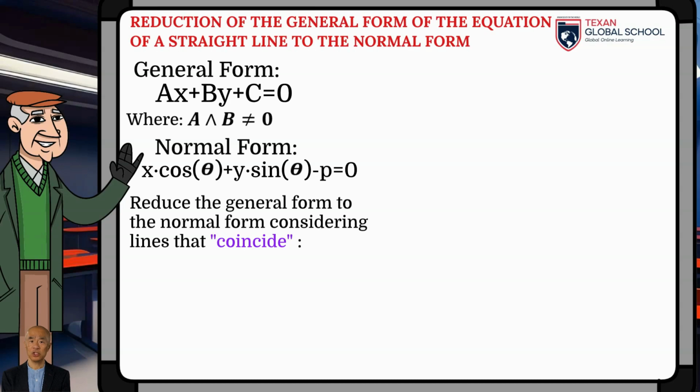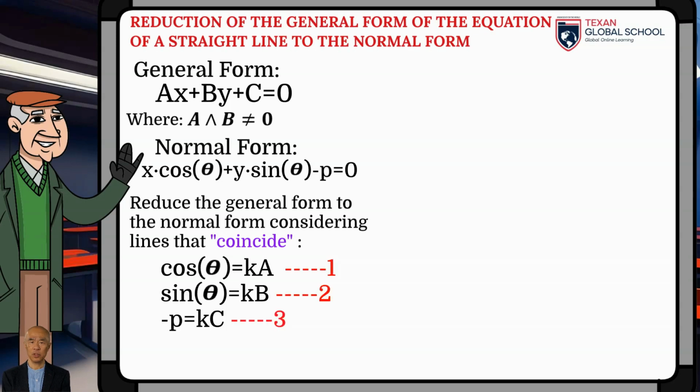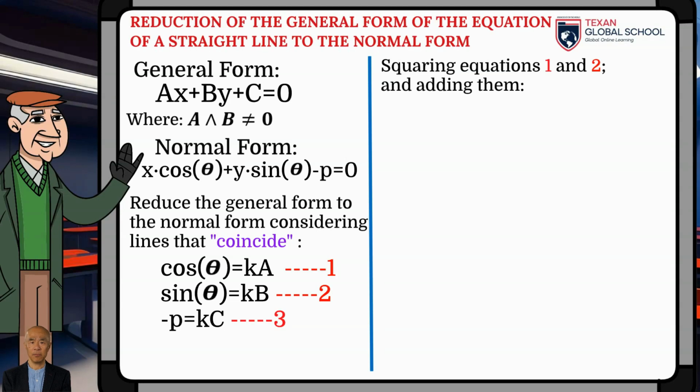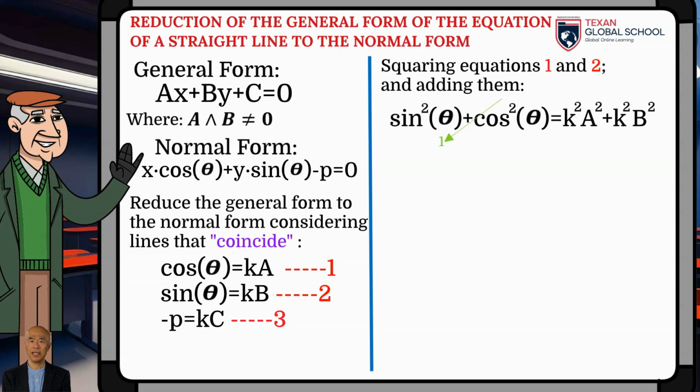So, to reduce the general form of the equation of a line to the normal form, we consider both equations as coinciding lines. Therefore, their corresponding coefficients must be proportional. Then, as we saw in previous classes, when the lines coincide, we have that the cosine of theta is equal to k times a, the sine of theta is equal to k times b, and minus p is equal to k times c. Squaring equations 1 and 2 and adding them results in sine squared of theta plus cosine squared of theta equals k squared times a squared plus k squared times b squared.